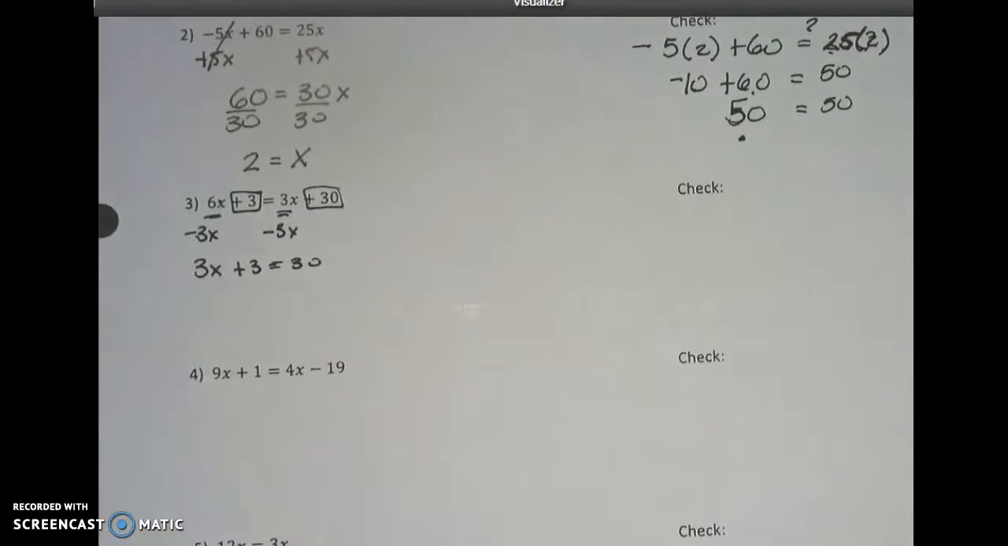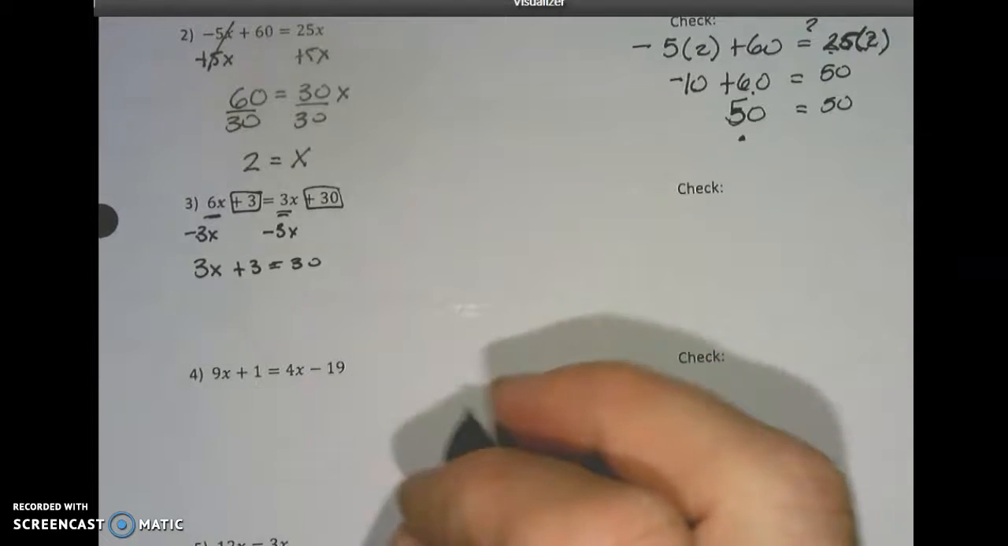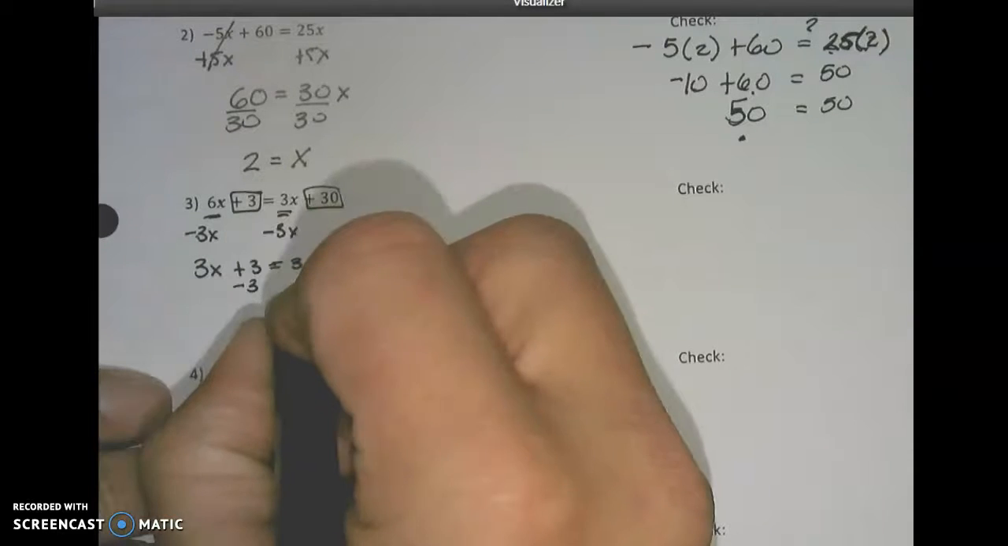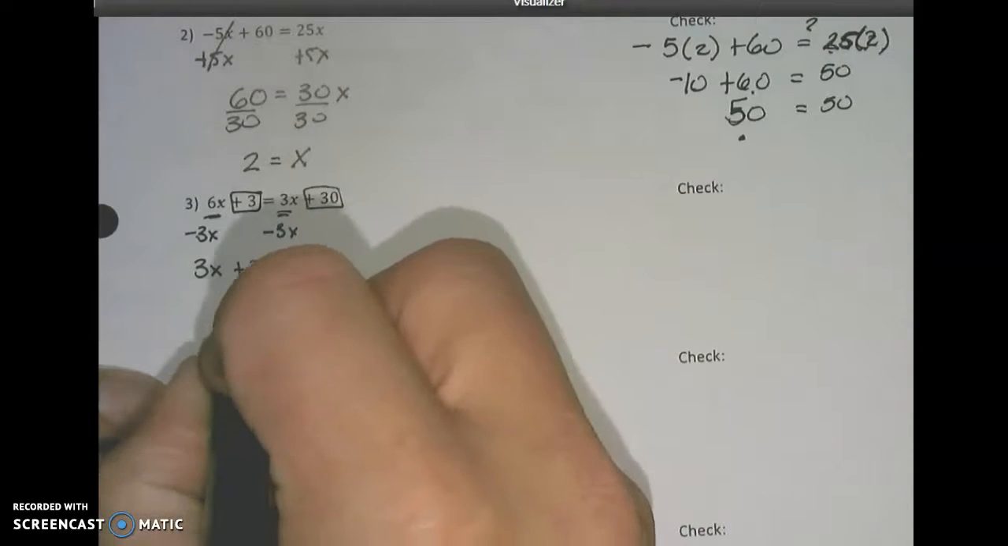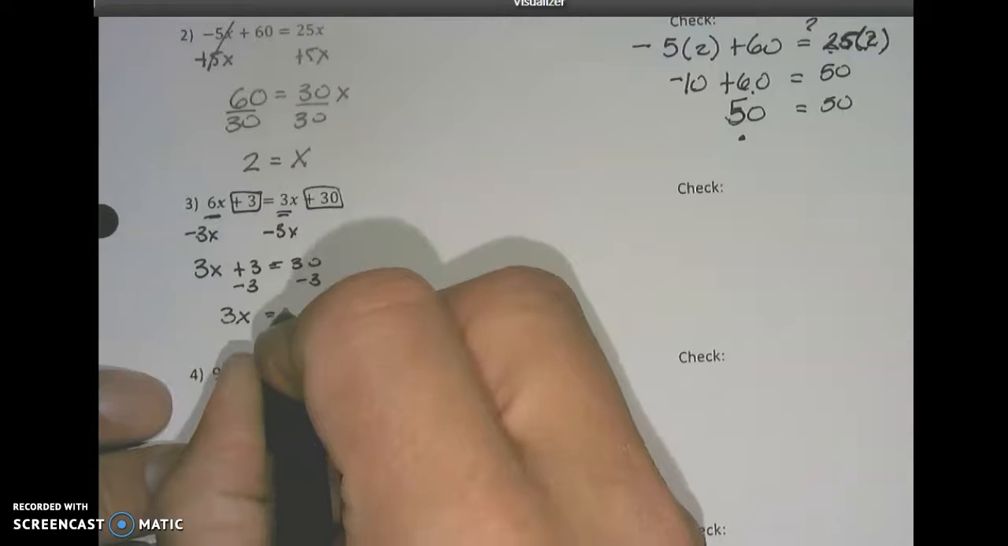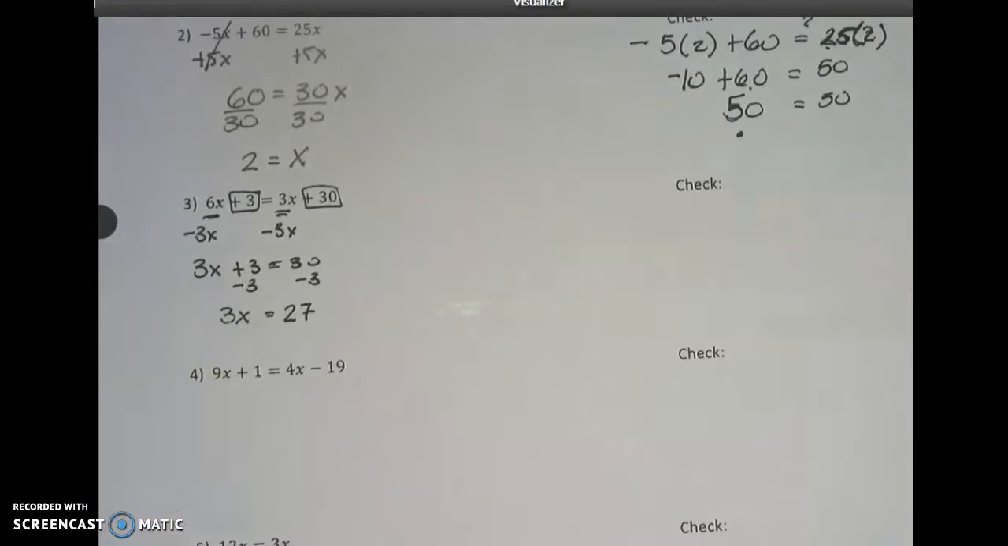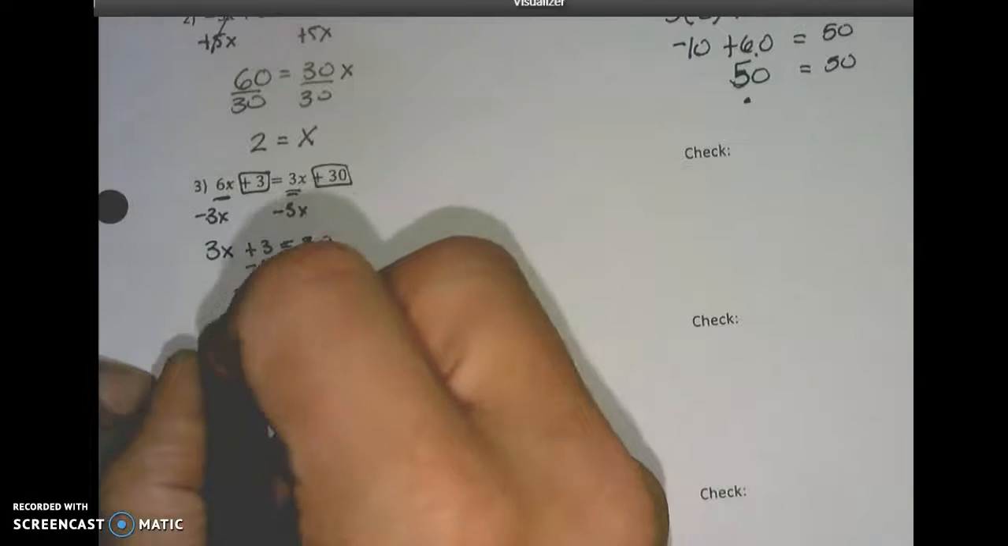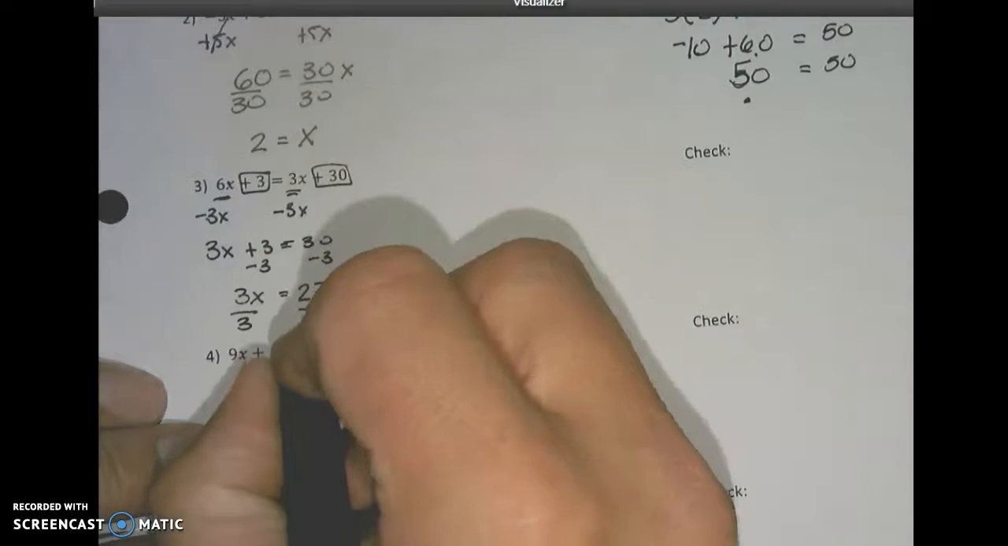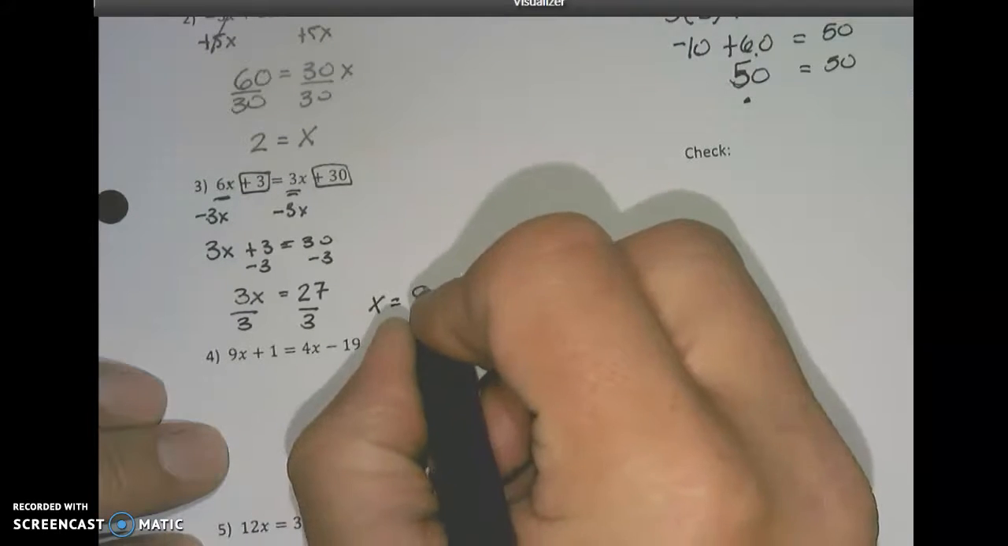All right? Now I'm going to subtract my 3. So I have 3x is equal to 27. And then I'm just going to divide by 3. And x is equal to 9.